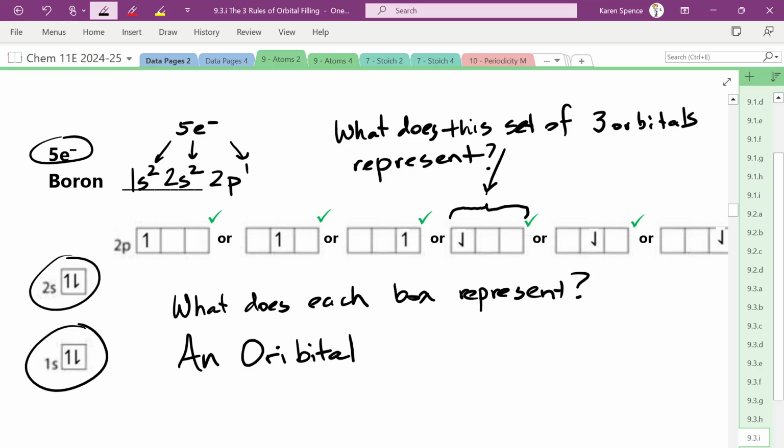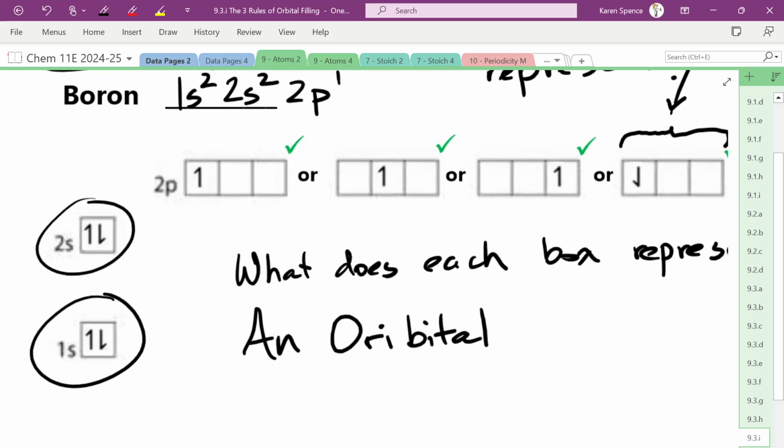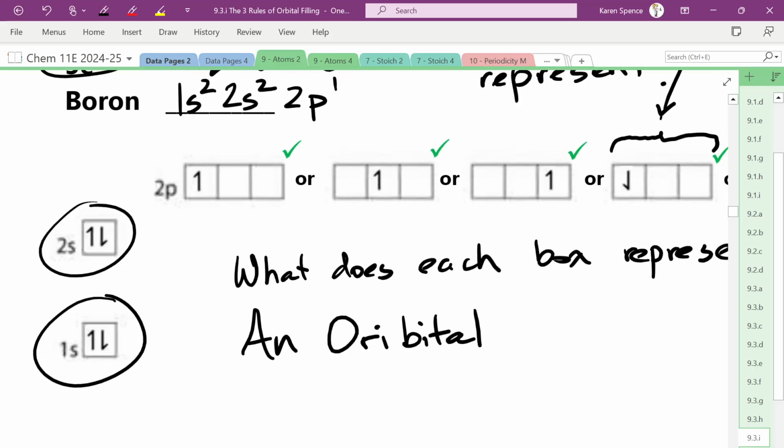What does it represent? The subshell. And if I wanted to highlight yellow my energy level 1, what would I be highlighting? If I wanted to highlight my shell number 1, what would I highlight? Only the 1s. Okay, that's energy level 1, shell number 1.